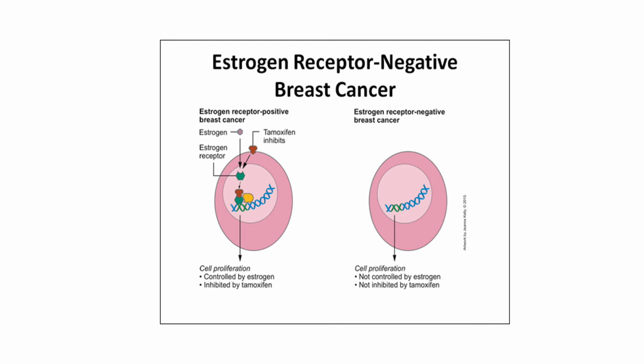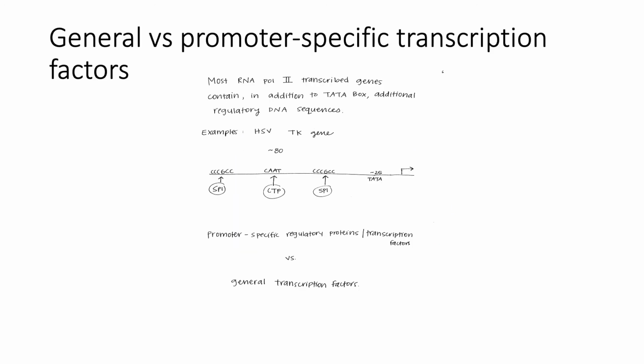Okay, so the bottom line here is that positive gene regulation, positive activation of transcription, is very important in turning on eukaryotic genes and regulating gene expression. In addition to the Tata box and the binding of the general transcription factors, there is the binding of additional factors, called promoter-specific factors. The promoter-specific factors are different than the general factors. The general transcription factors bind to every single RNA polymerase transcribed gene at the Tata box.